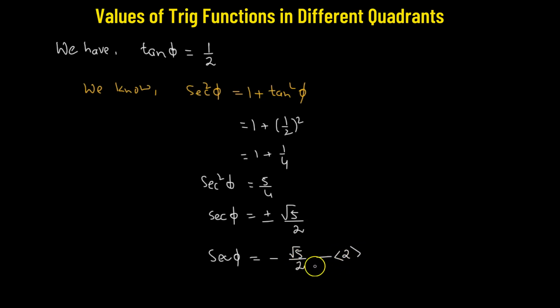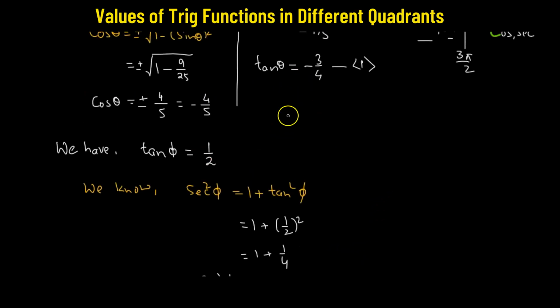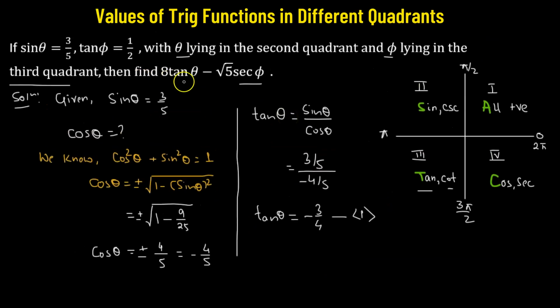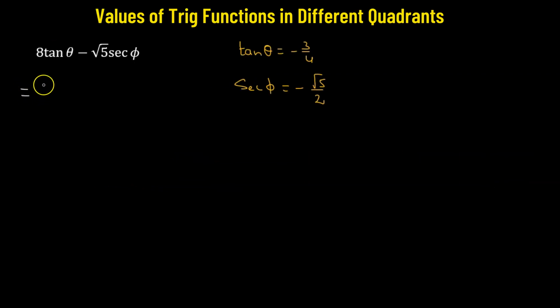So now that we have the value of secant phi as well as tangent theta, we can use it to obtain the value of 8 tangent theta minus square root of 5 times secant phi. So let's obtain this value. So 8 tangent of theta is going to become 8 multiplied by negative 3 over 4 minus, so we have square root of 5. This will get multiplied by secant phi, which is negative square root of 5 over 2.